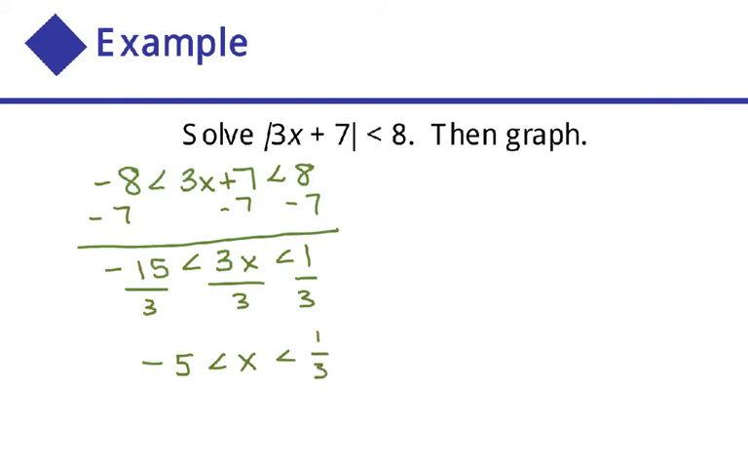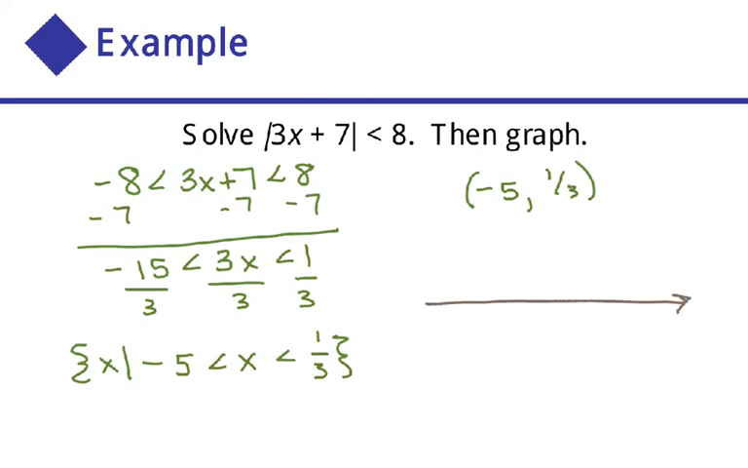So it's the set of all x such that this is true, or it's the open interval -5, 1/3, or on a number line, we have 0 about here, -5 is about here, and 1/3 is about here. I'll do this in red so you can see open circle, and line, or parenthesis, parenthesis, and line.